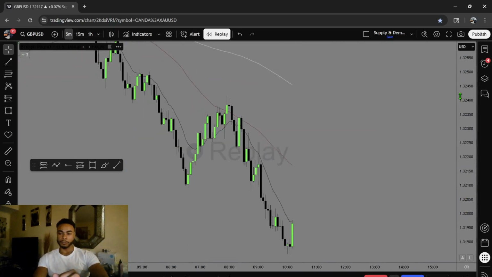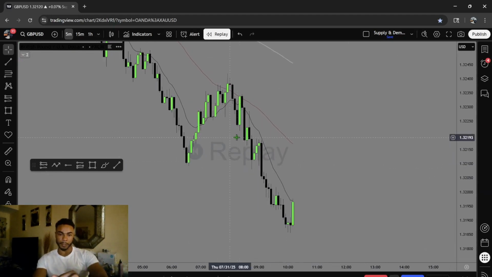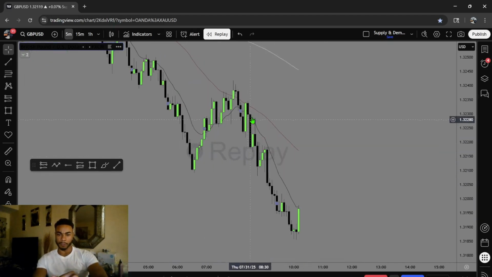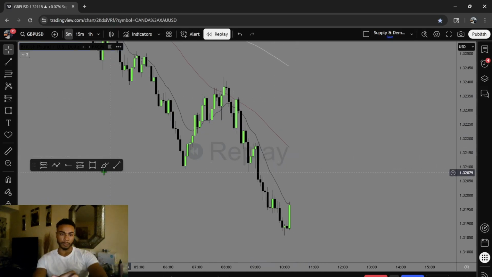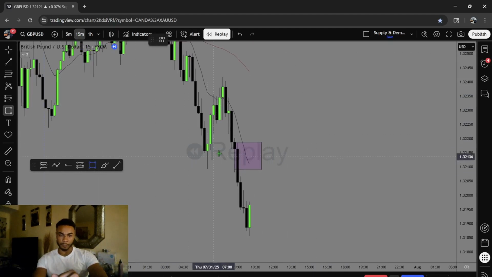So here, basically, I was on the 5 minute, and I clearly saw price was in a downtrend. We have the three MAs above, lined up in order, right? I saw there was a supply setup right here. And then on the 15 minute, I saw that there was another supply setup right here.